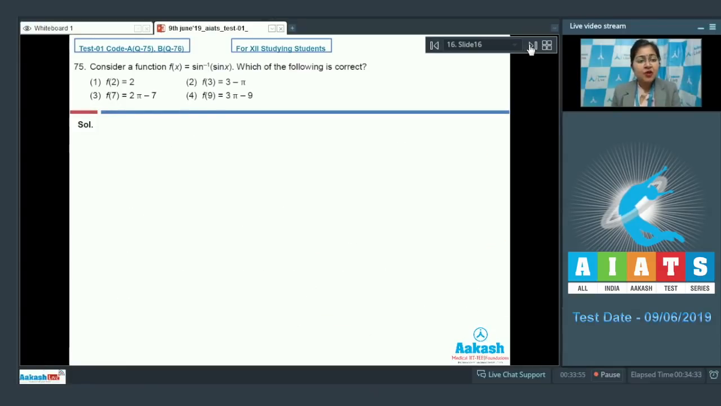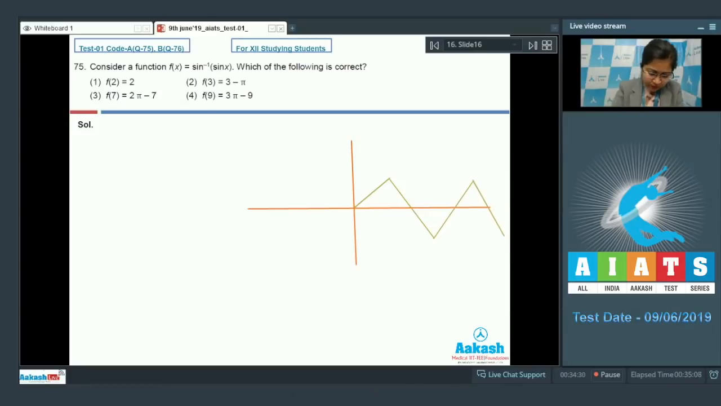Next is question number 75, which says that consider a function f(x) equal to sin inverse sin x. So we have to find the values of all these. Let's firstly plot the graph of sin inverse sin x. That is something like this, where this value is pi comma 0, this value is 2 pi comma 0 and this value is 3 pi comma 0. This is pi minus x, this is 3 pi minus x and this is x minus 2 pi.